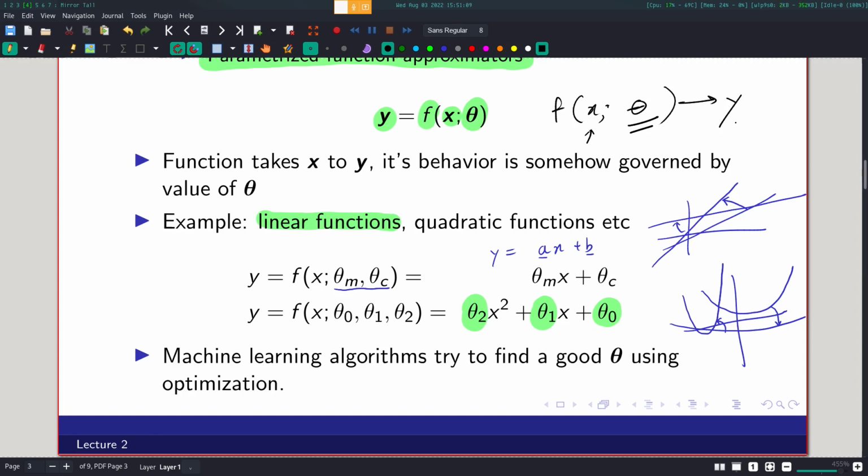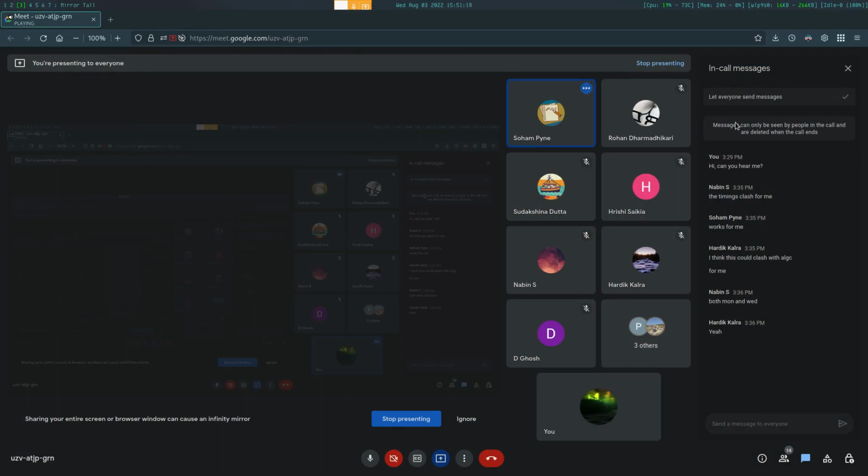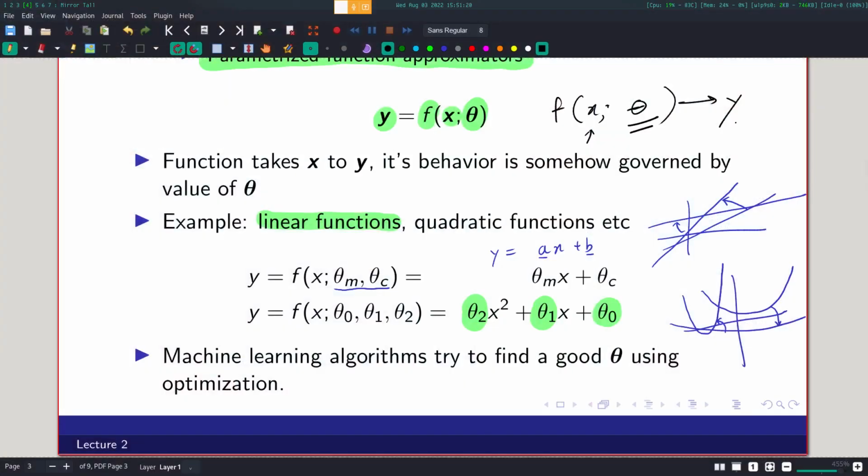If not, then say no. Is there something in the chat that I'm missing? Okay, sure. So no questions?